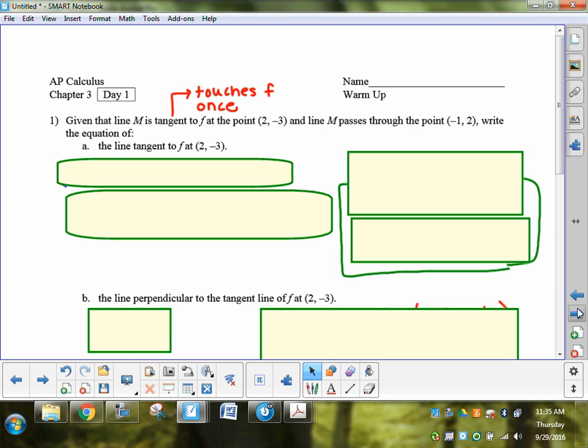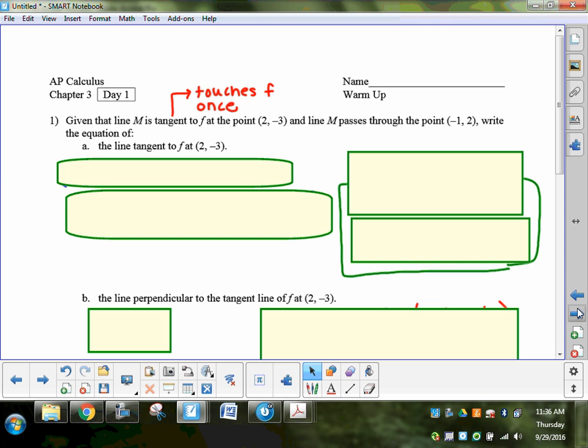Start, please, and take a look at the first question. On your warm-up, it says you're given that line M is tangent to the graph of F at that point, and line M passes through that point. Write the equation of a line tangent to F at 2, 3. Well, what do you need to know before you can answer that question?